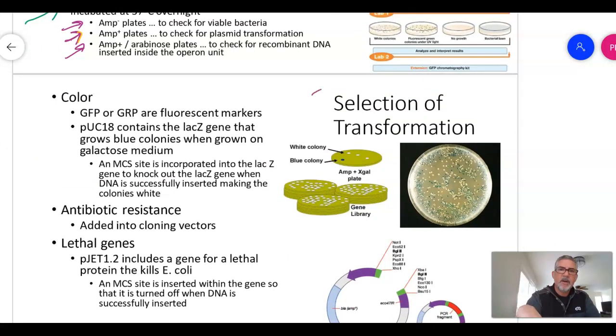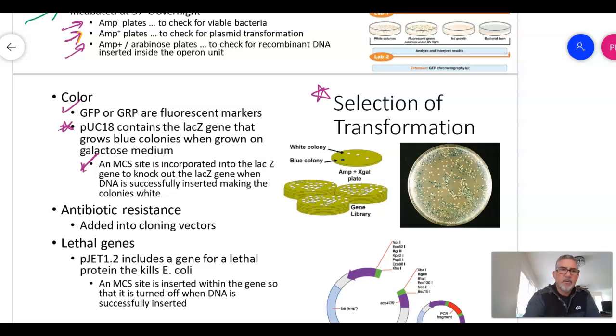Here's how we verify, or how we do the selection of transformation, right? We can use GFP or RFP fluorescent markers, a green protein or a red protein. We have different strategies. There's pUC18, which has a lacZ gene, so it grows blue on galactose medium. So I can do differential chromogenic medium like that. Additionally, I can put an MCS in the middle of the lacZ gene. So if I put my gene that I want in there, then it won't grow blue. It'll grow white.